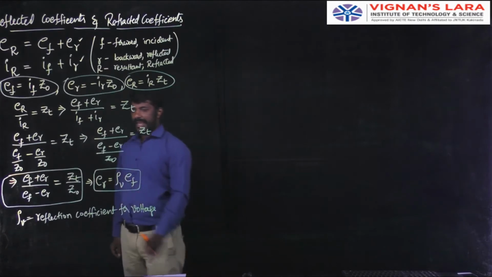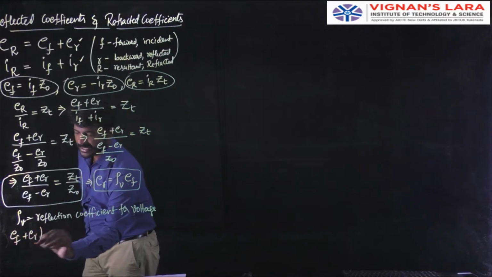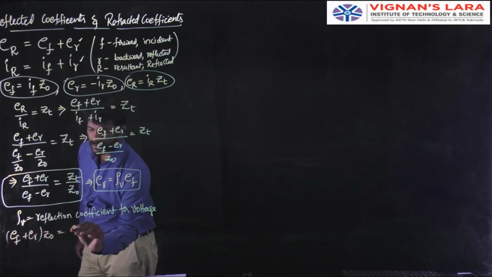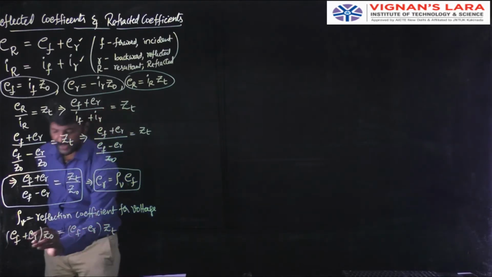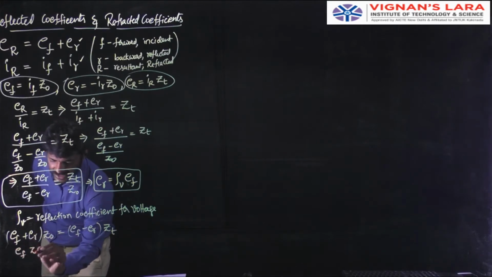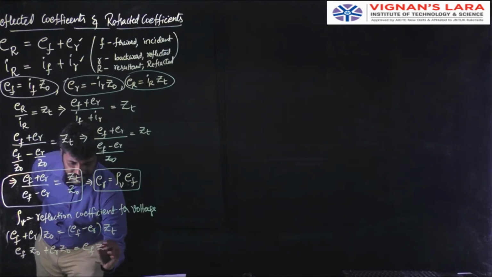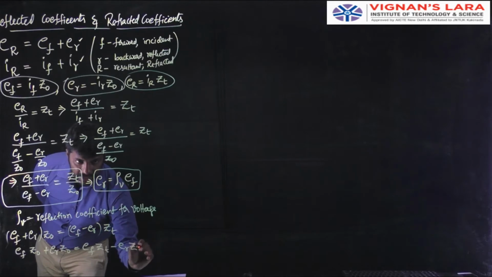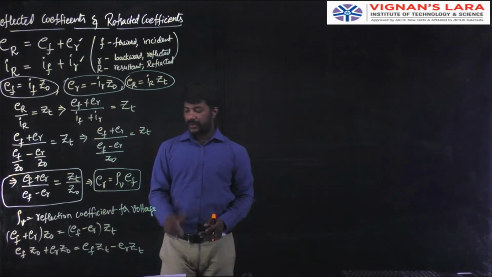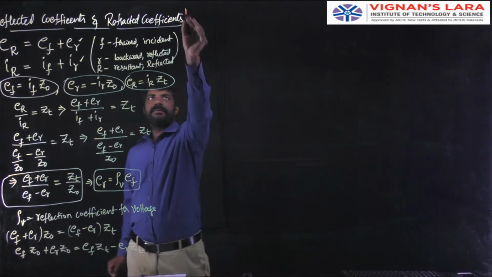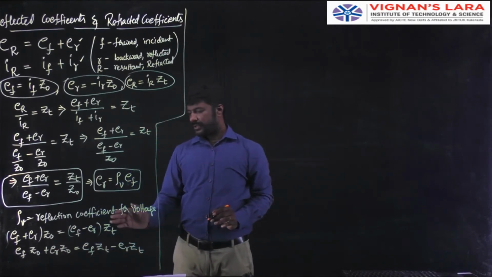For that purpose, I will rearrange the terms in the cross multiplication, so that I will write this as EF plus ER into Z0, which is equal to EF minus ER into ZT. For further simplification, we can write this as EF Z0 plus ER Z0 is equal to EF ZT minus ER ZT. Bring all forward quantities to one side and reflected quantities to the other side. Then we can write EF quantities on one side, ER quantities on the other side.